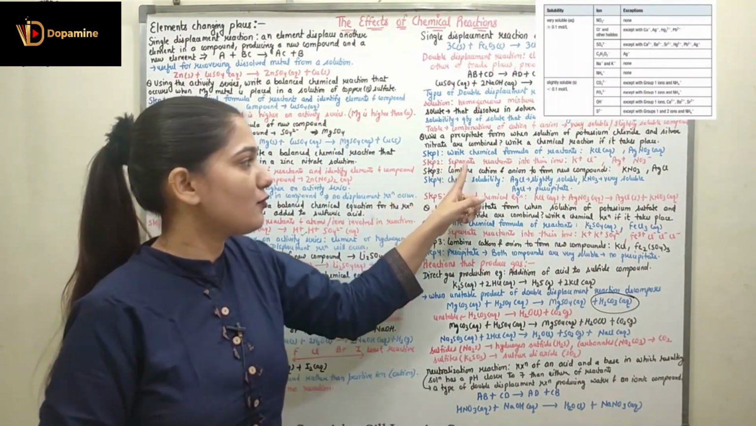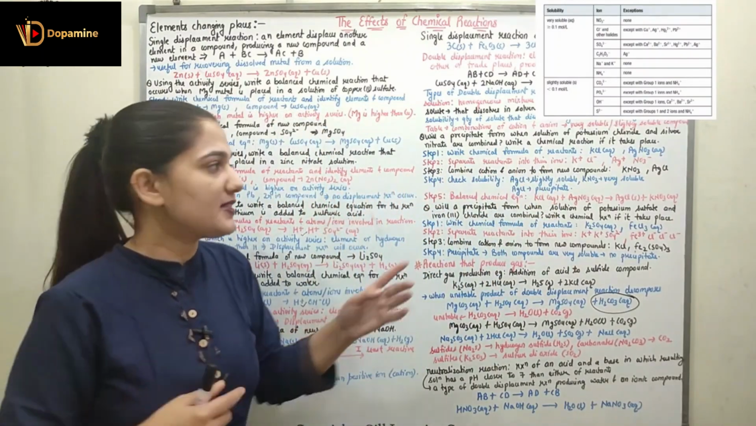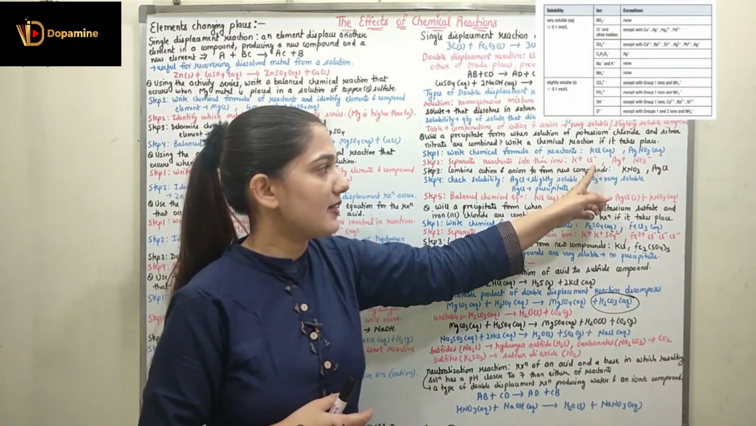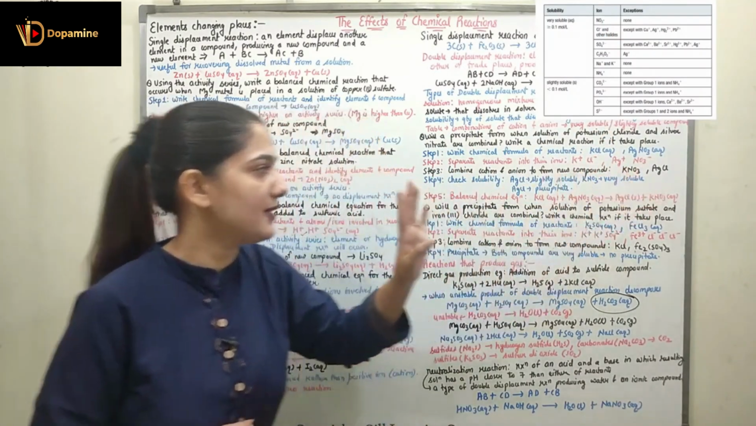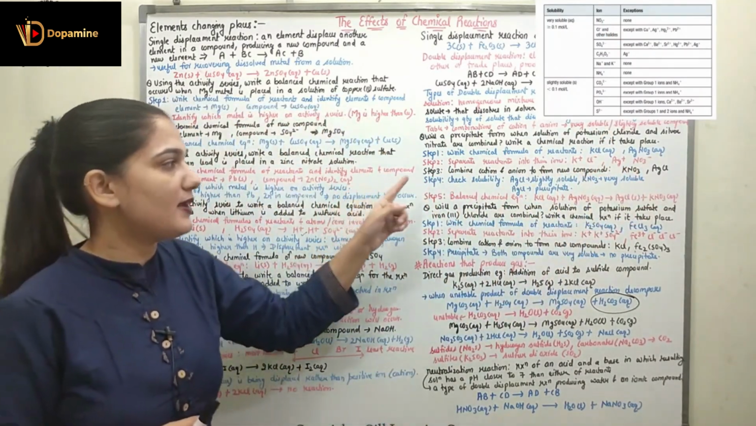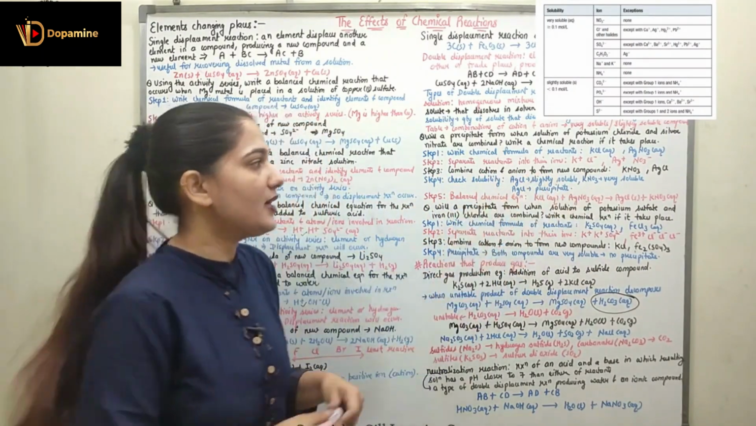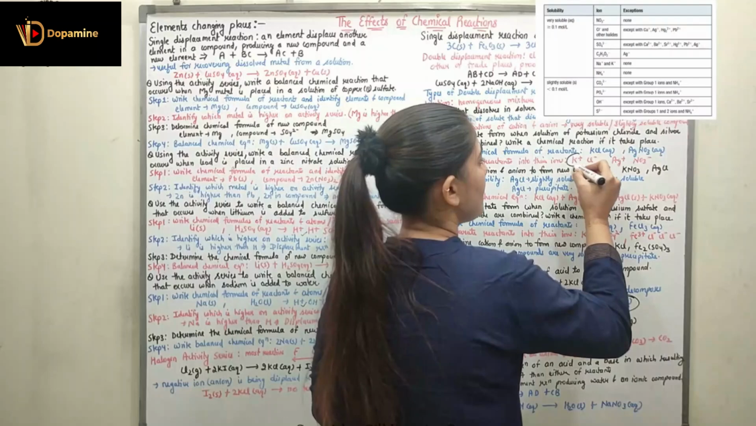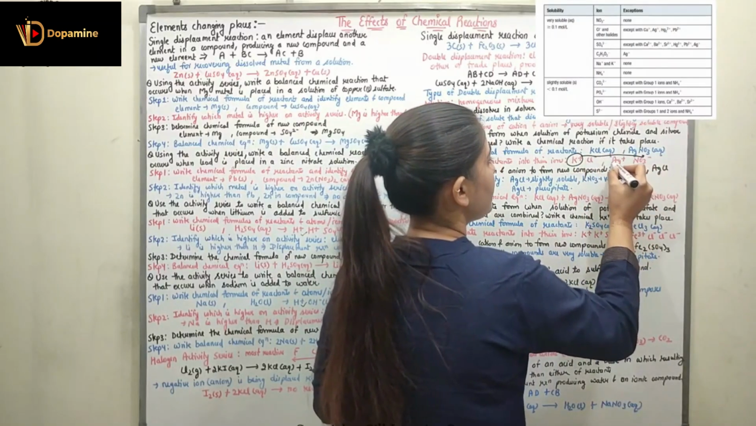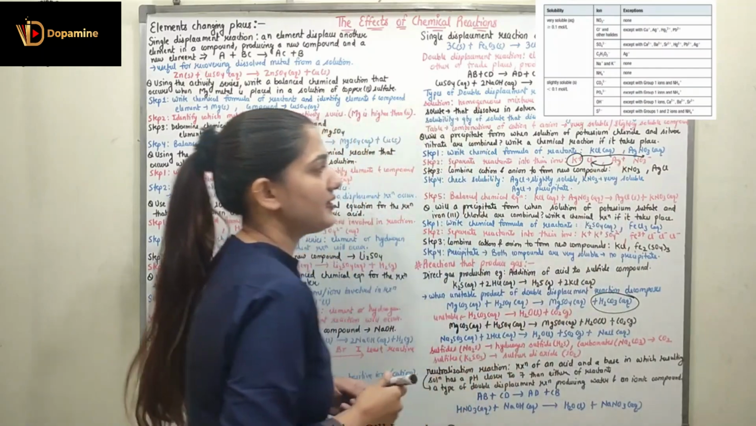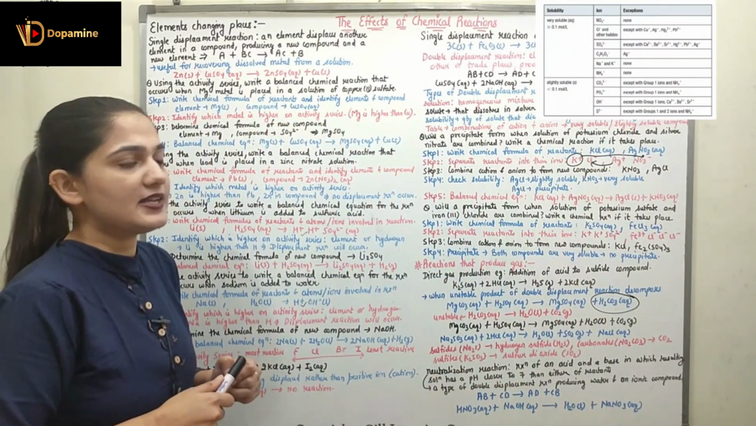In step 2, we are going to separate the reactants into their ions. KCl can be separated into K positive and Cl negative. AgNO3 can be separated as Ag positive and NO3 negative. In step 3, we are going to combine cation and anion to form a new compound. So here, this K positive I am going to combine with NO3 negative, and this Ag positive I am going to combine with Cl negative. So I am going to form KNO3 plus AgCl.